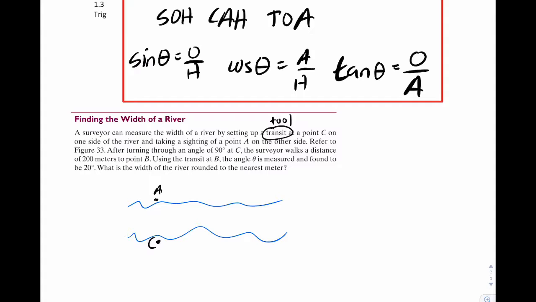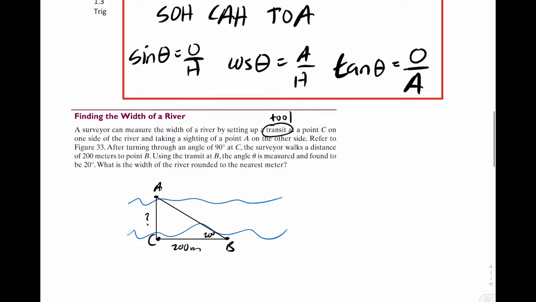This person turns 90 degrees and goes to B. So just turn, we'll go to B. We know that distance is 200 meters. Of course, we're looking for A to C. So we'll call that our question mark. And it says the transit at B, the angle theta is measured to be 20 degrees. So that's 20 degrees. So there's our picture.